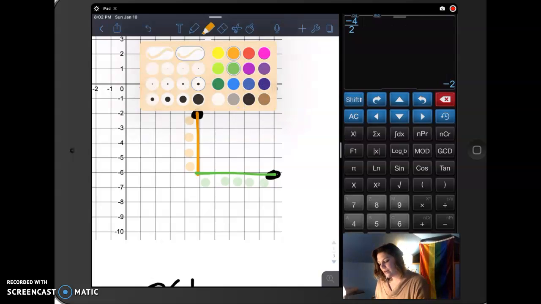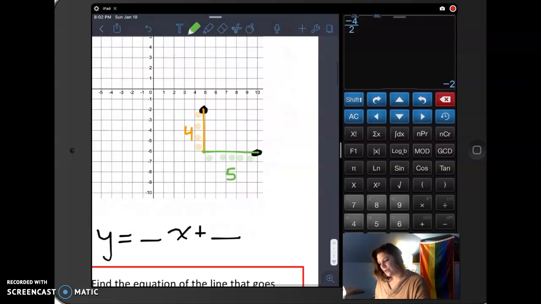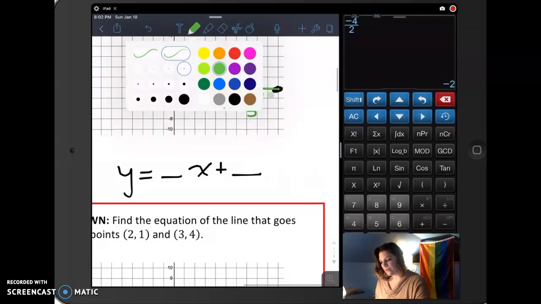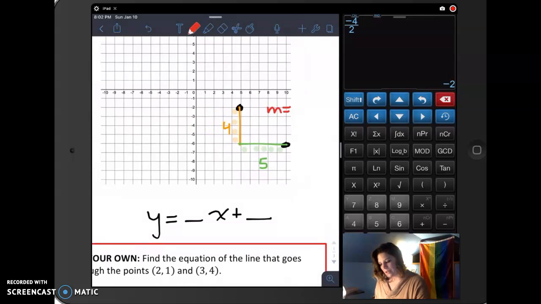And we can see that our rise is 4. Oops, our rise is 4 and our run is 5. And so we know slope is rise over run, so we're going to say our m is 4 over 5. And again, this is going downhill, right? Our line is going to end up being negative. So we're going to say -4 over 5.